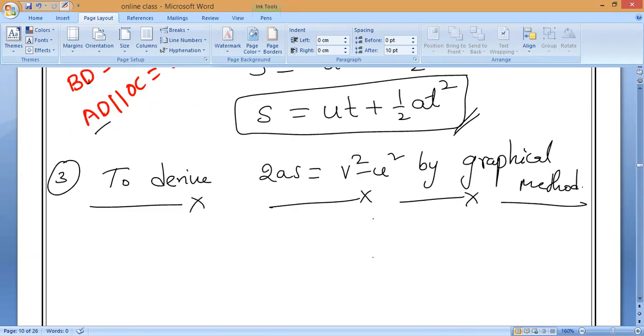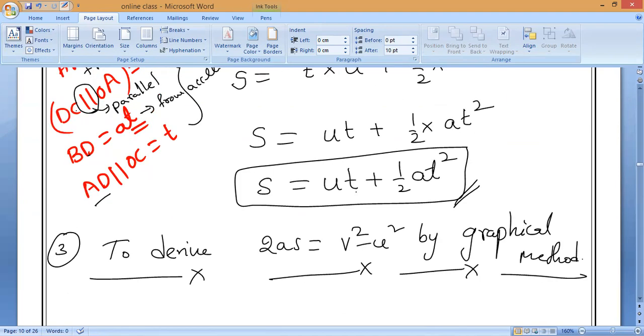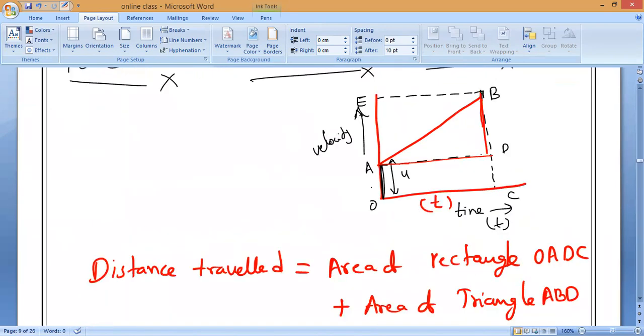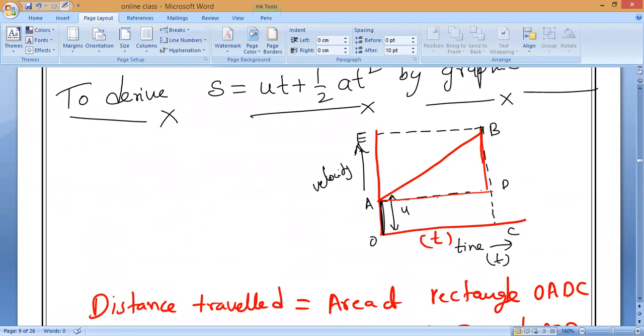Now, if you want to start solving this one, we need something very simple: the area of a trapezium. So, what is a trapezium here? Tell me. Yesterday I taught you. Yes, sir.